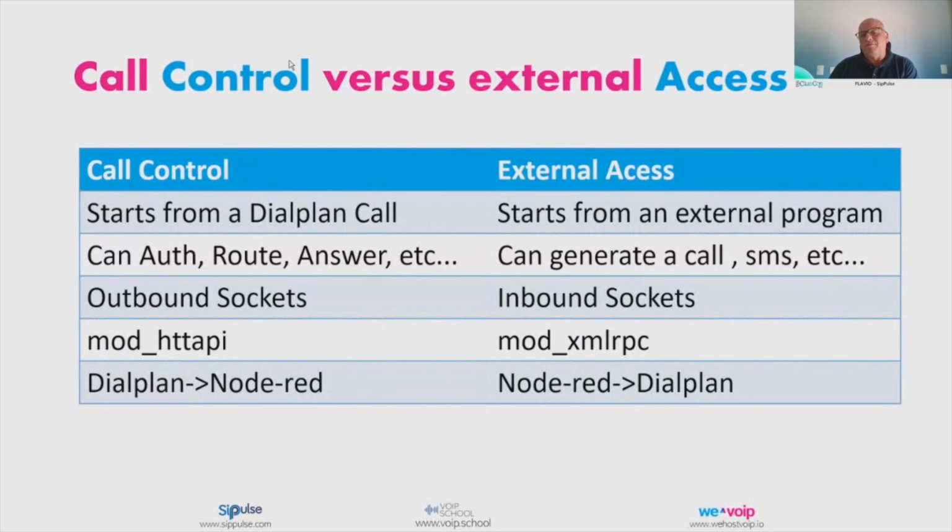And the second type of integration is from external access to NodeRed. So it starts from an external program. Let's suppose a switch. And then from the situation of a switch or a sensor, you can generate a call, can generate an SMS, and so on. The methods, usually we are going to use inbound sockets or mod XML RPC. And this is from NodeRed to dial plan. So there are these two types of integration, and we are going to show one demo using dial plan to NodeRed and another one NodeRed to the dial plan.